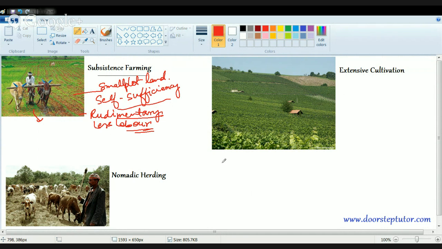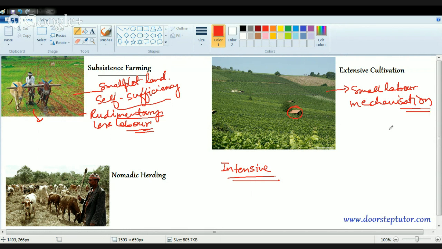The next two types of farming we would be discussing today are intensive farming and extensive farming. As you can see here, extensive farming is done on a huge patch of land. There is very small labor input. So within a huge farm, you will have just one farmhouse or one person who would be looking after the whole farm. So there is a lot of mechanization. Besides mechanization, the efficiency of labor is very, very high because they are working on a huge patch of land. But in these cases, the yield is comparatively low as compared to intensive farming.